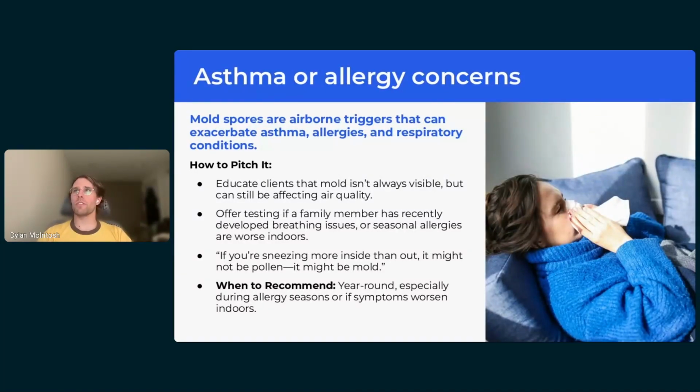Asthma and allergy, mold can be big triggers for these individuals, whether you're specifically allergic to mold generally or specific types of mold. You can help provide these services to individuals like this, educating your clients that you don't always see mold. We can't see into these walls. We can't always visually see mold. It's airborne a lot of the times, or it could be hidden or in colonies that are too small for us to really see visually.